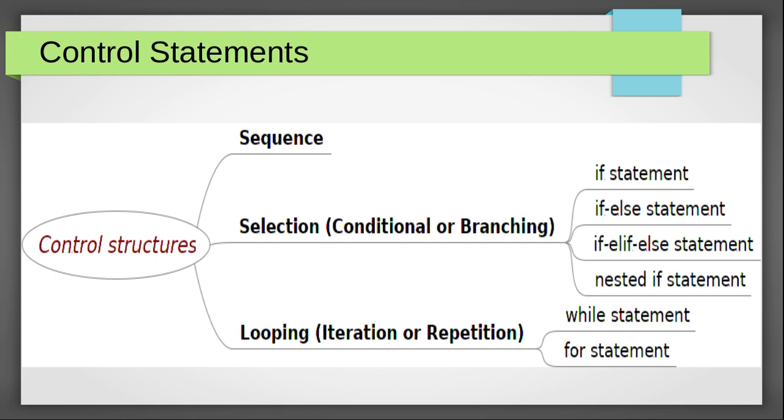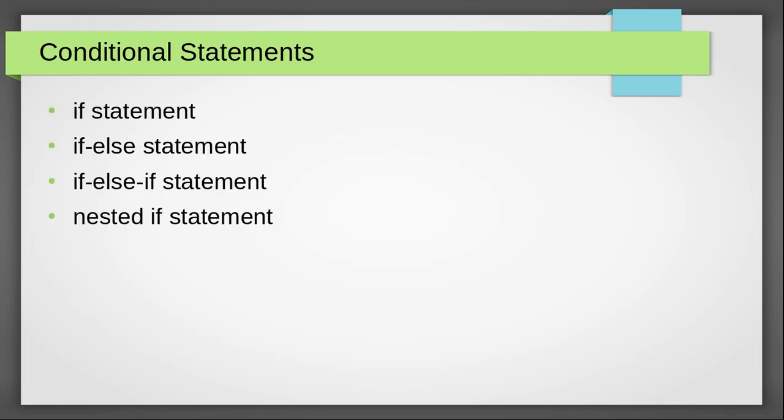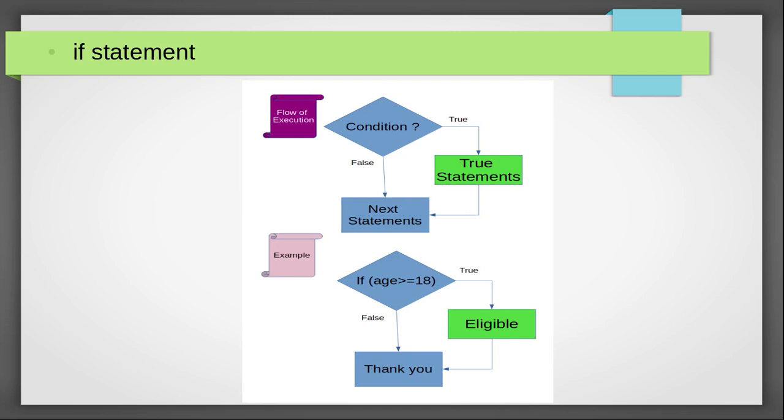So let us discuss one by one. The first one is conditional statements. Here we are going to discuss these four conditional statements: if statement, if else statement, if elif else statement, nested if statement. The first one, if statement. Look at this flow of execution. The diagram contains two parts. The upper part is the flow of execution, and based on that flow of execution I have given one example.